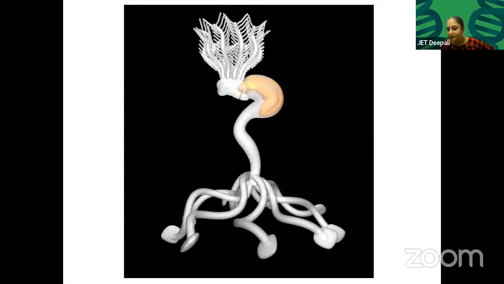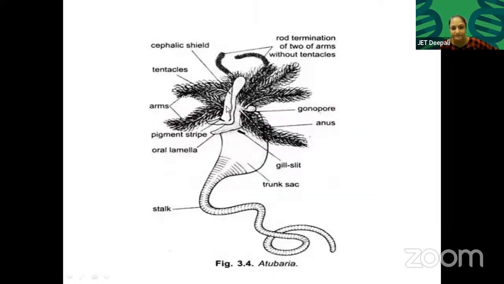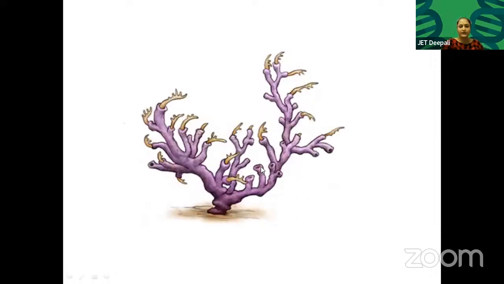This is the diagram of Cephalodiscus. You can see they are branched. These are their tentacles, and the mouth and anus are both present at the same end. This is the diagram of Atubaria. You can see here the anus is here. Oral lamella, mouth is here, anus is here, both at the same end. Gonopore, these are the tentacles. This is the rod, termination of two arms without tentacles. Gill slit is there. Trunk sac, or this is the stalk. Now this is the diagram of Dendrograptus.